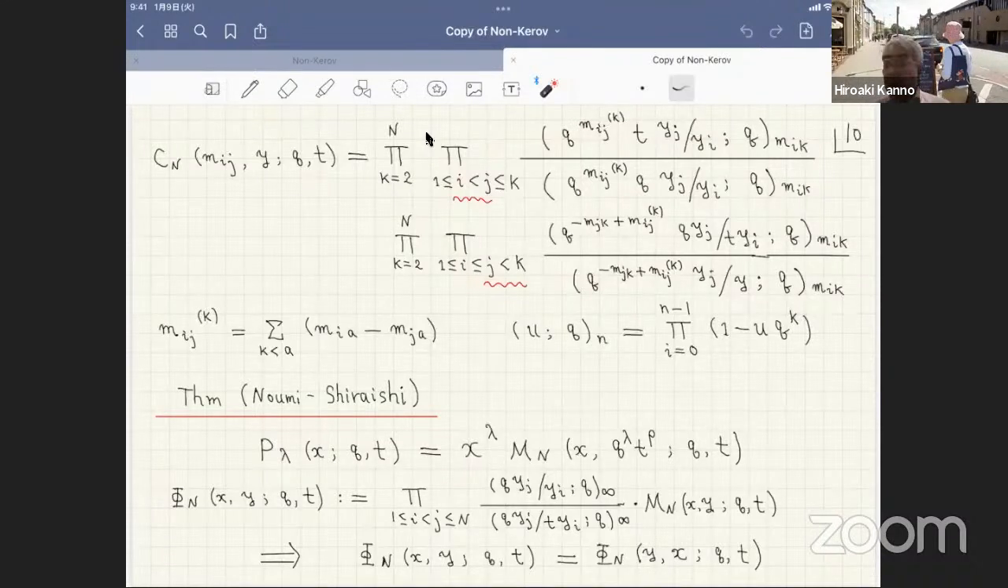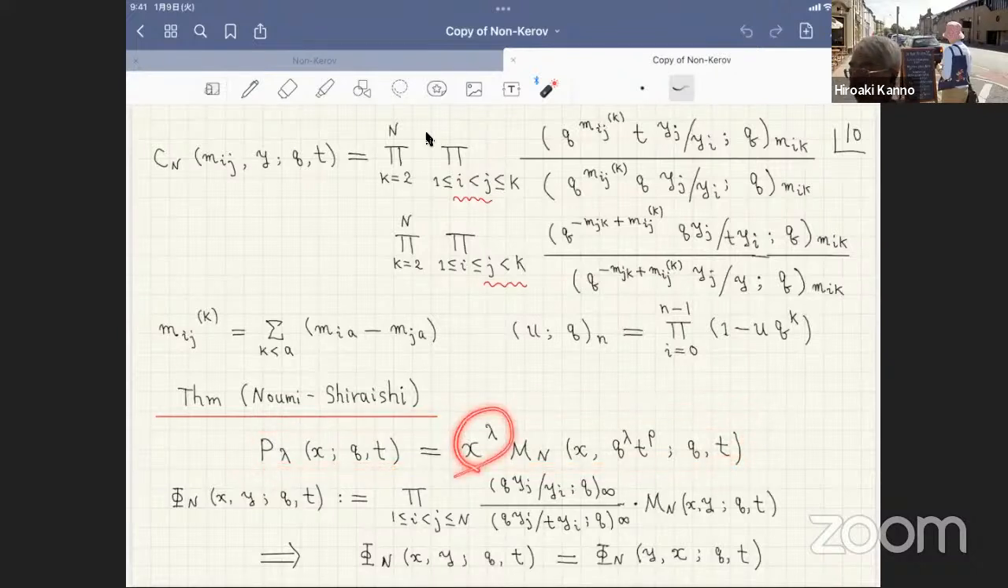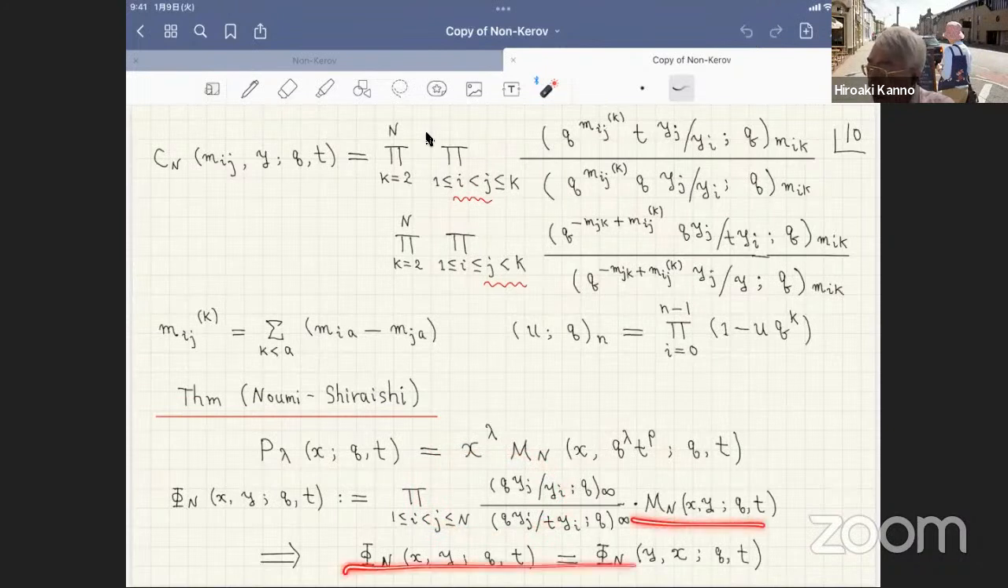And what Noumi and Shiraishi showed is that this has the mother function property. We need some correction term, which is x to the lambda, but substituting q to the lambda and t to the rho to y variable, we can recover the Macdonald function. And to get symmetry in x and y, we have to multiply by some function. So this is a kind of gauge transformation. And up to this gauge transformation, the mother function is symmetric in x and y.